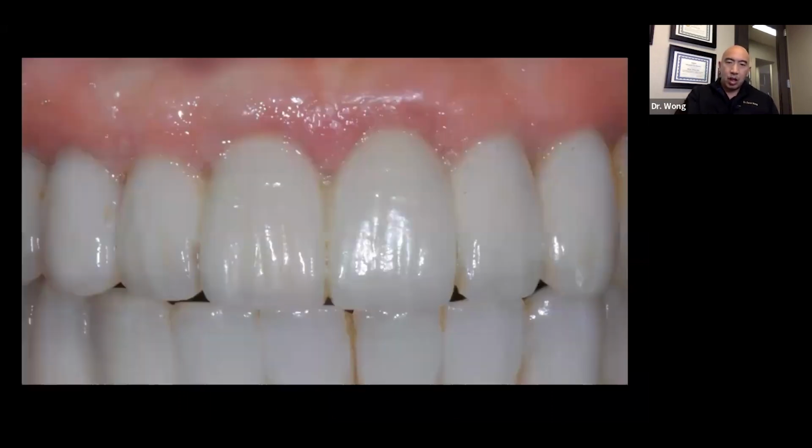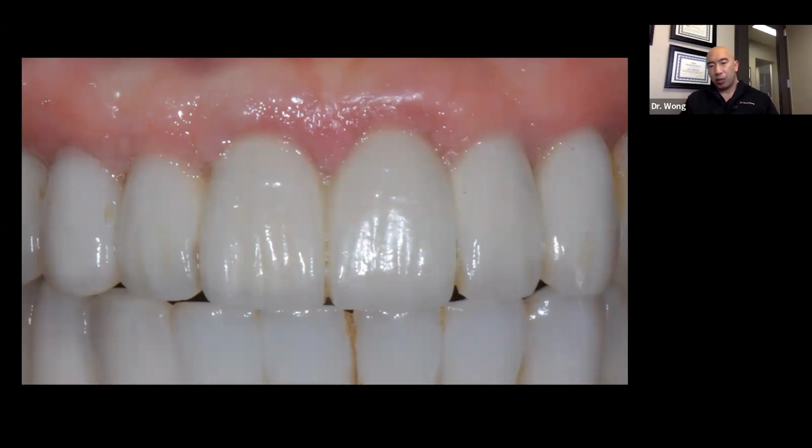So when it comes to implant aesthetics, this is what we're trying to do. I always tell doctors that I'm training, patients come to us because they want teeth. They don't really come to us asking for implants. They just tell you, I'm missing teeth and I want my teeth replaced.